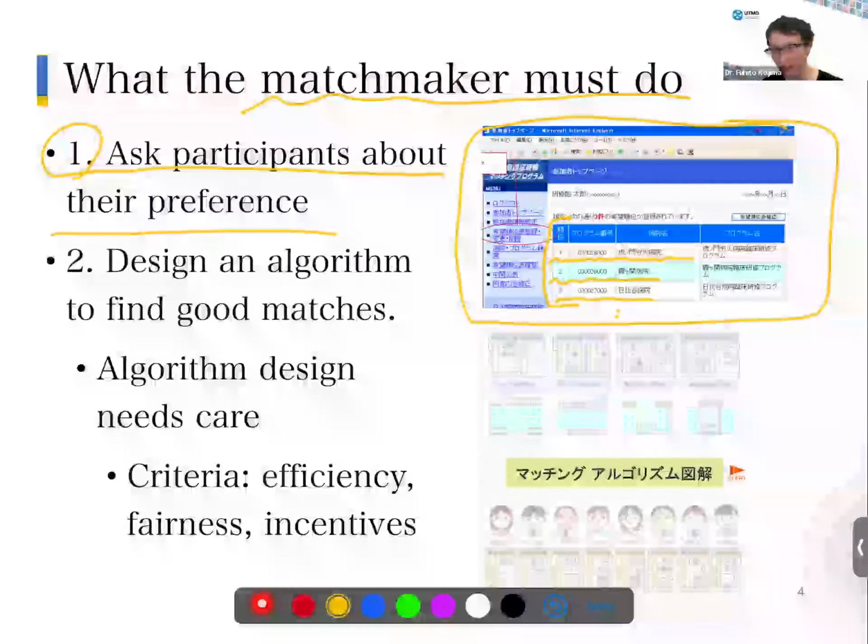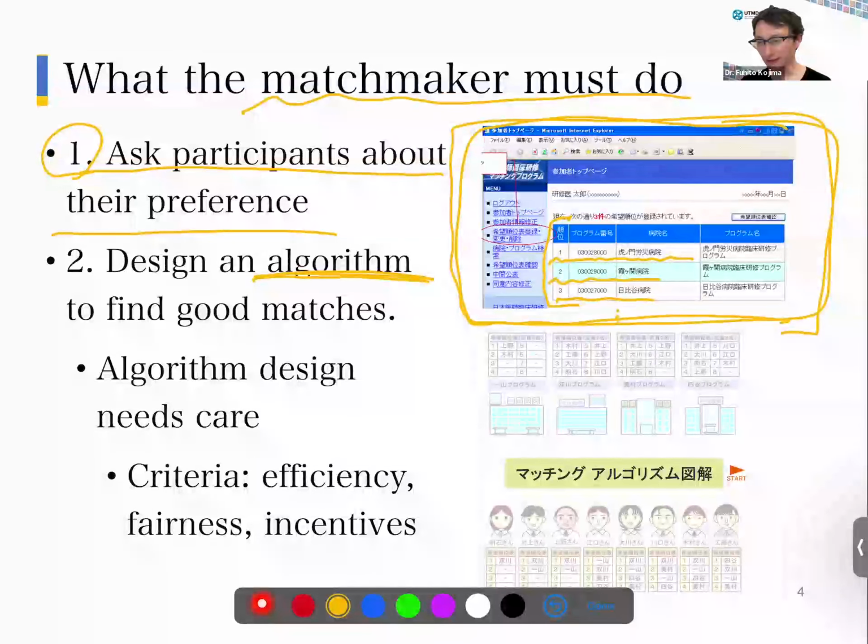Okay, right. Of course, algorithm is a buzzword these days, but how to design an algorithm is actually very non-trivial. Because if you just assign in a random way, you can do that in the computer, but then there's no guarantee that the outcome is good. So of course we need to care about good outcomes. Typically, in economic jargon, efficiency, fairness, and incentives. So these things should be considered.